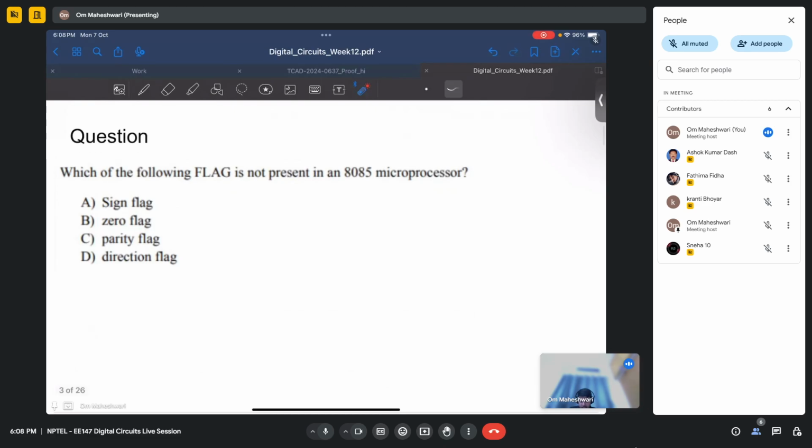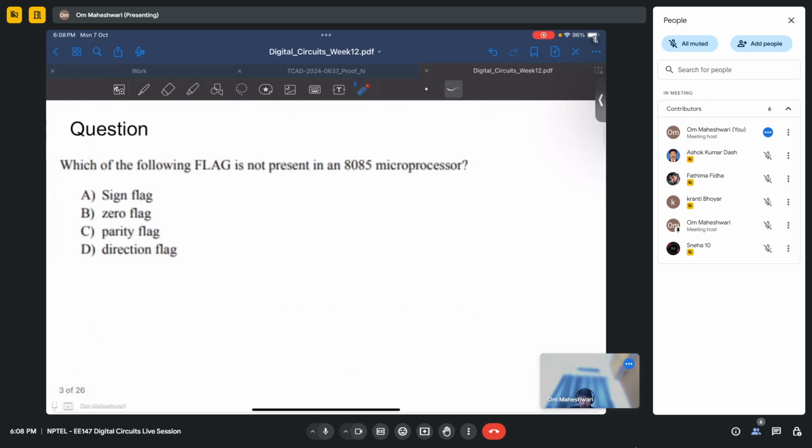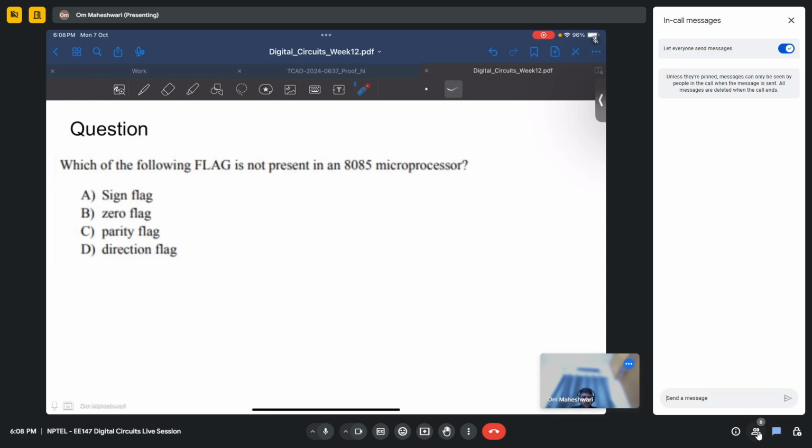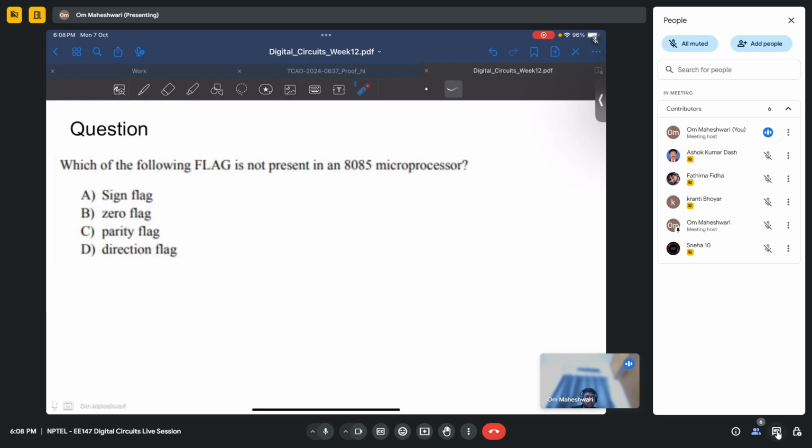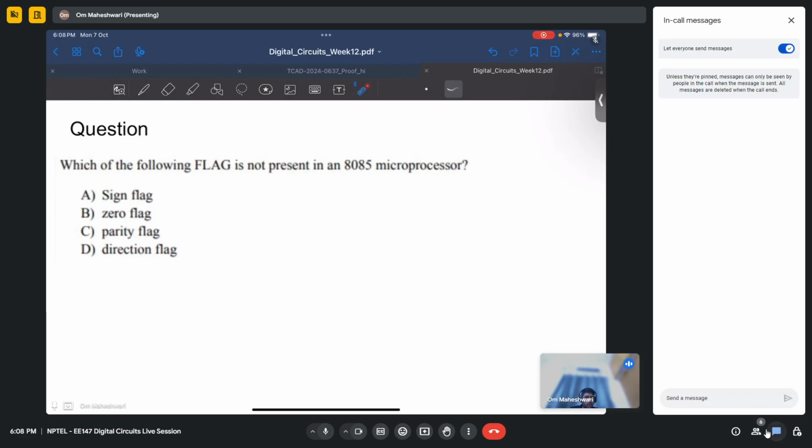Let's start with the first question. Question is, which of the following flag is not present in 8085 microprocessor? A, sign flag, B, zero flag, C, parity flag, and D, direction flag. Please feel free to use your mic anytime if you want to answer or if you want to ask any doubts, or you can use the chat box also.